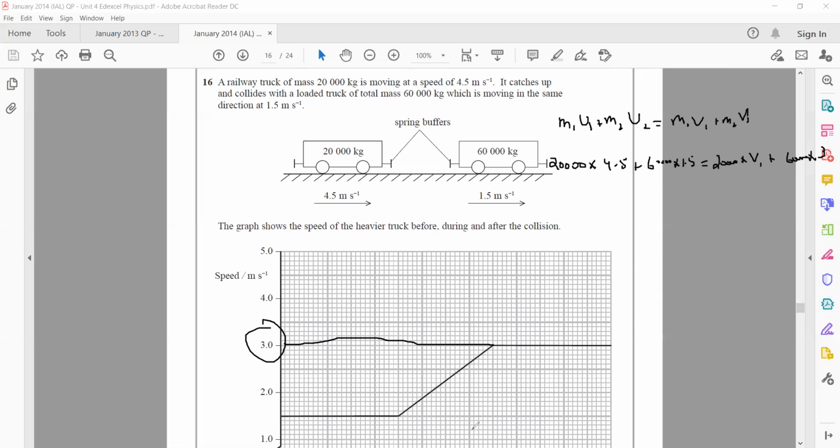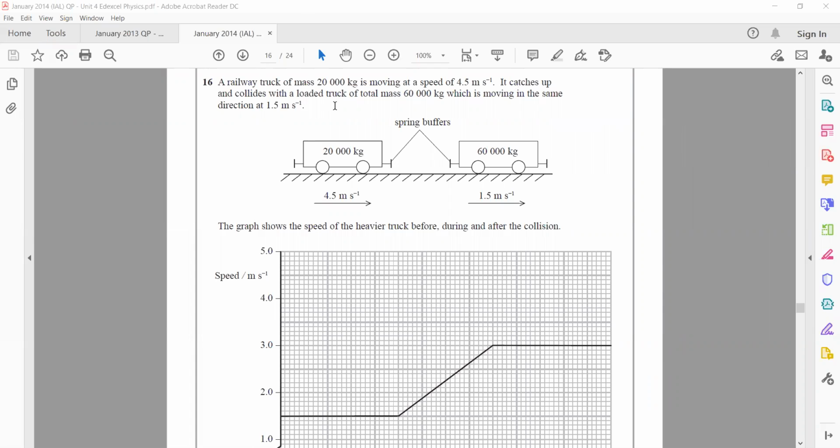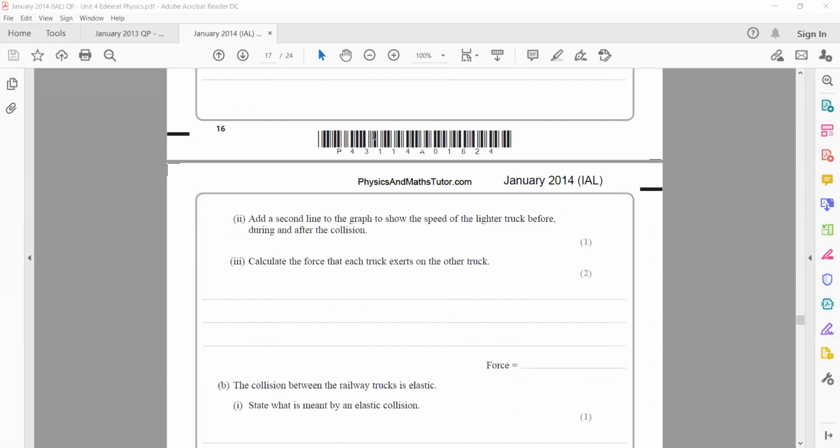Is it clear? This part, like 20,000 multiplied by 4.5. Clear, sir. Just use the values and show that the final answer will be 0.